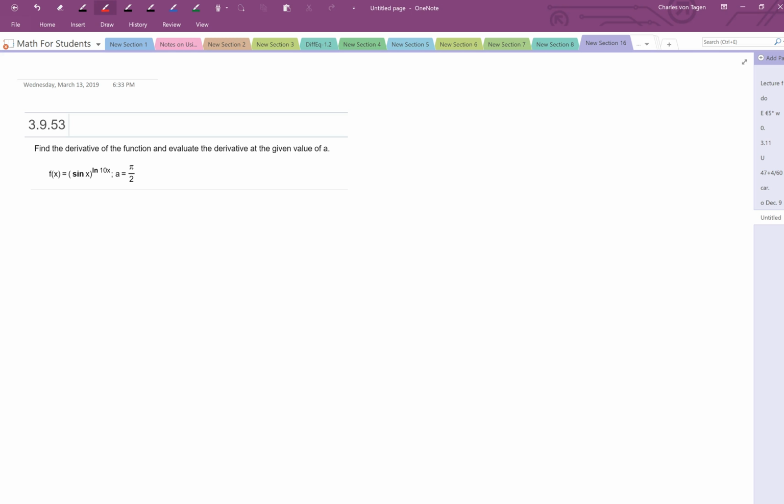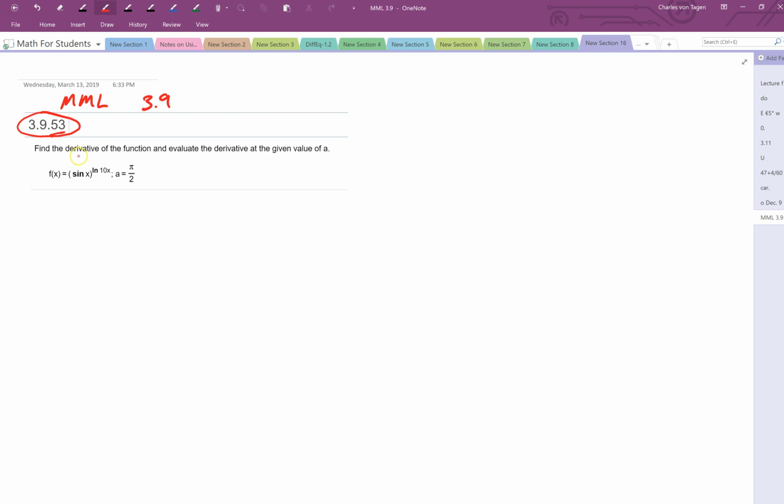Hey folks, I've had a couple of you ask about this problem. This is a MyMathLab question. I'm not sure of the exact MyMathLab problem number, but if you look at the nomenclature up here, it'll tell you which one it is. It is from section 3.9, but I'm not sure which problem number it is in the homework. But it is number 53. So just look at the title.